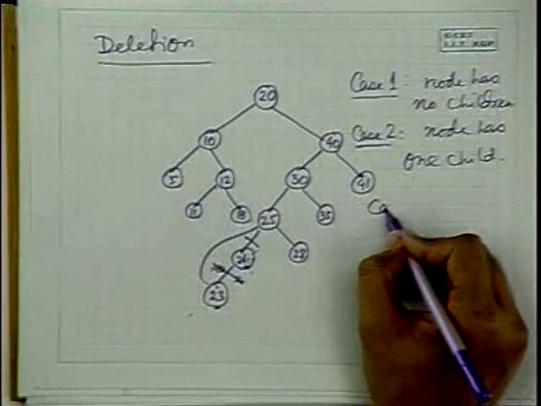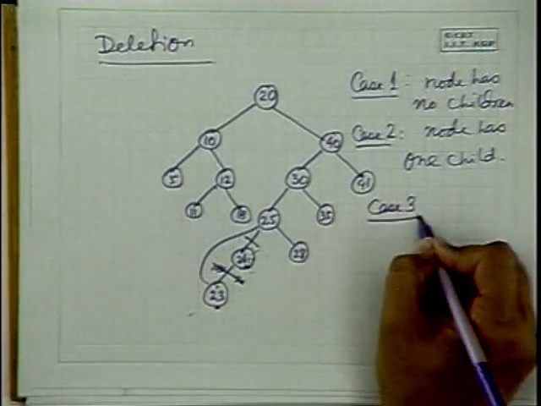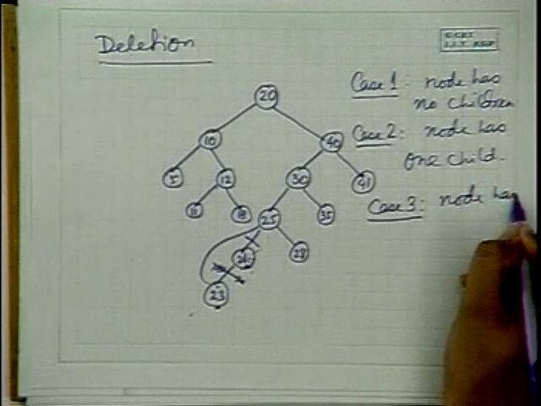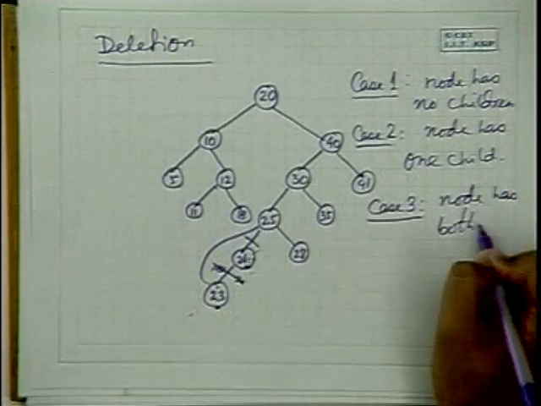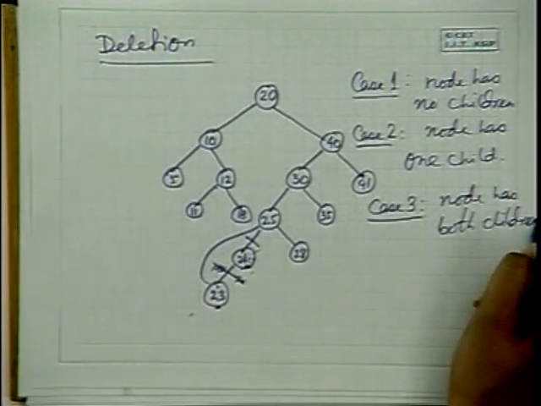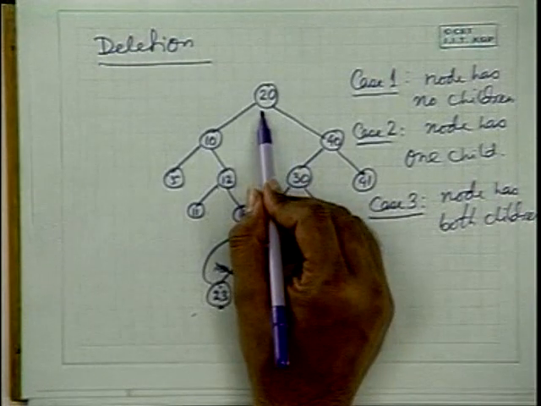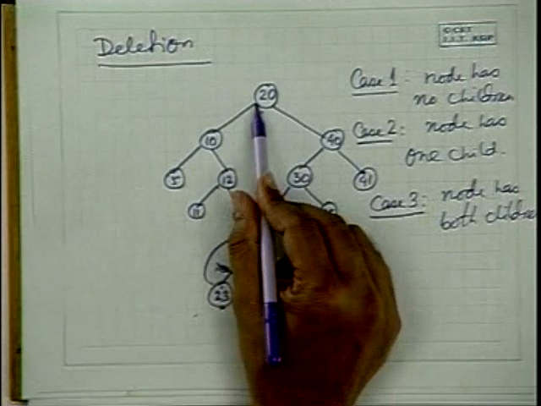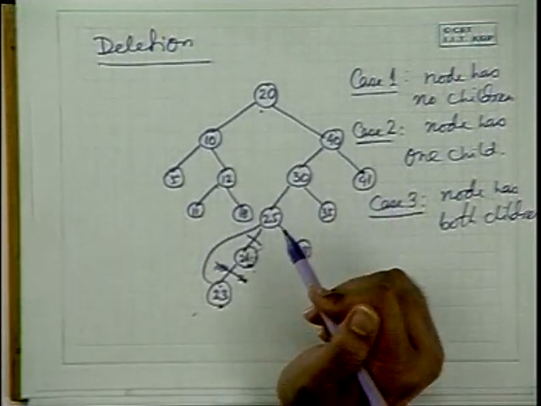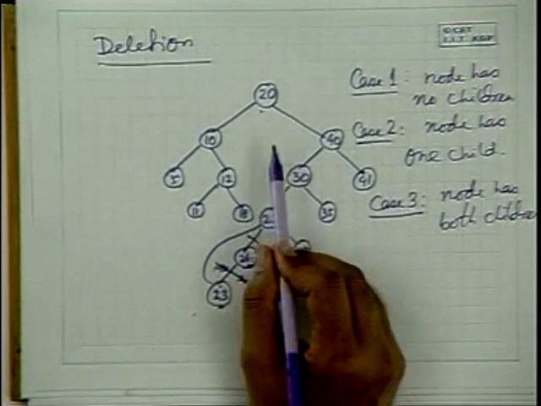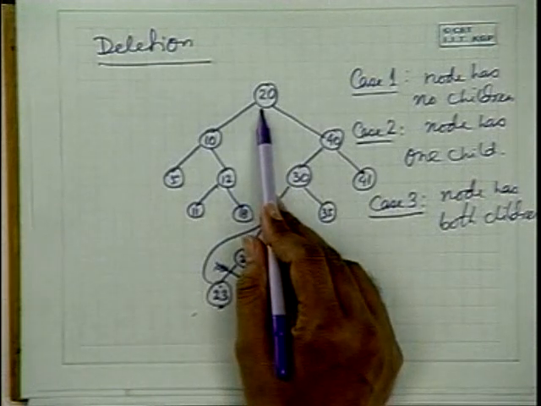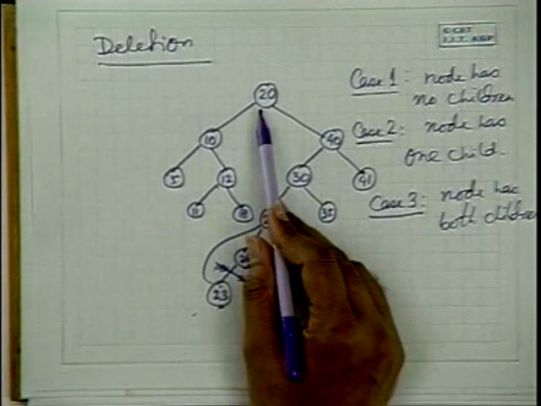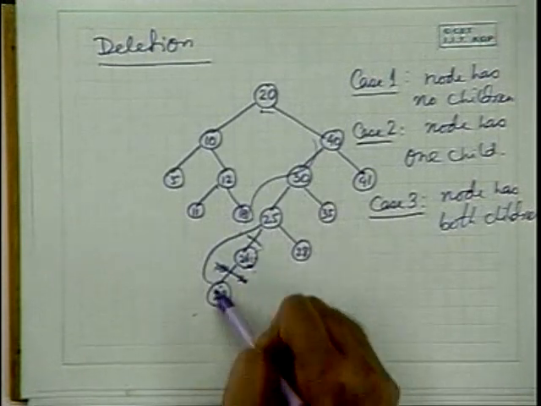Now there is one case, that is when the node has both children. Like I can take the root. Suppose I say delete this node. It has both children. What would you do now? So what you can do, you first find out its successor. We know how to find out the successor of a node. So in this case our successor will be 23.